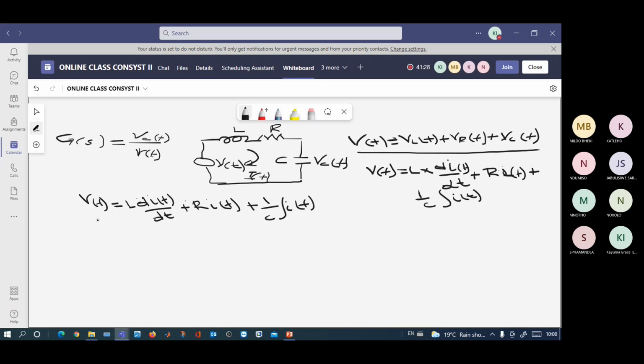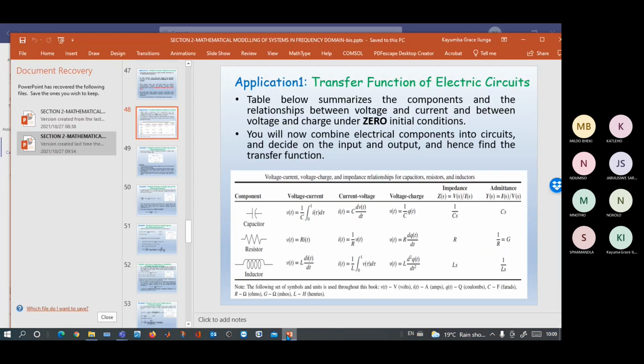So this one is the input equation. So now we also want to find the physical relation of the output, right? We can express this in terms of voltage or in terms of current. Let's try to express this in terms of current. So let's see the relationship between these two in terms of current. So i(t) is equal to C dv(t) over dt.